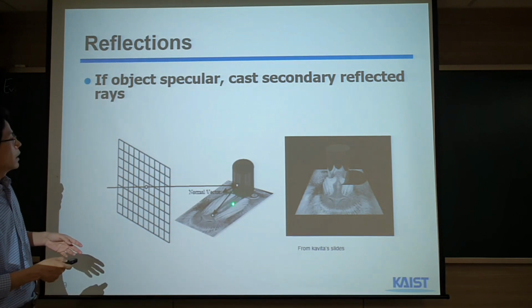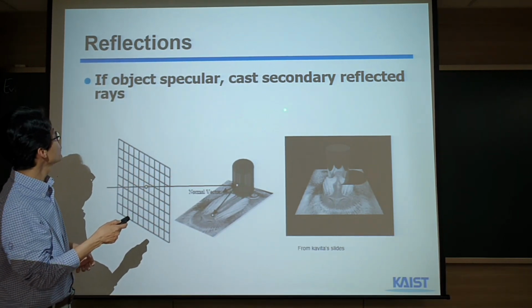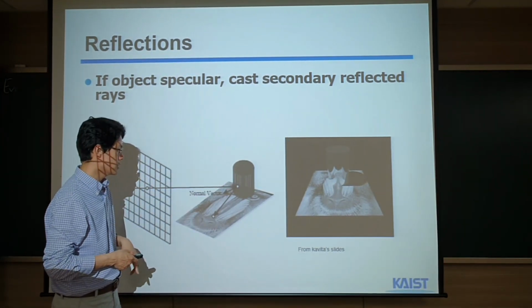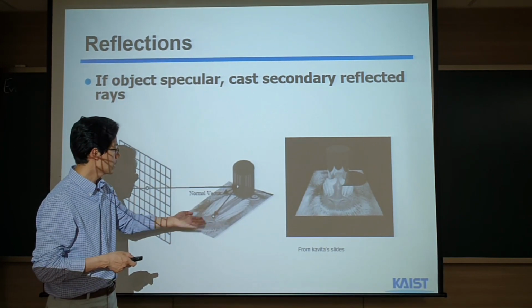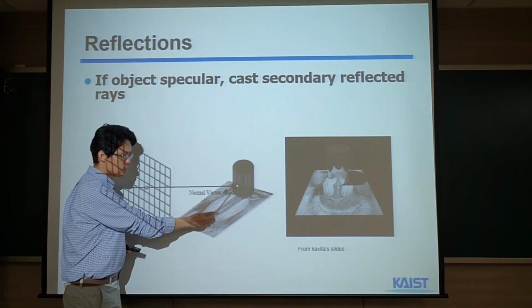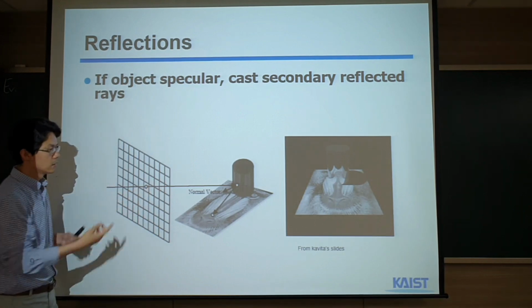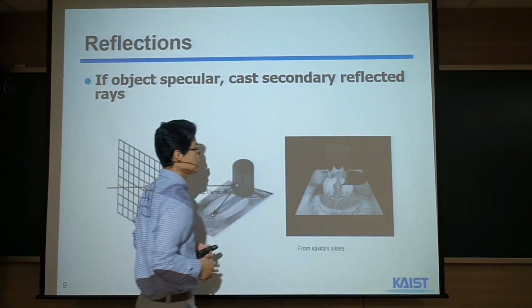In the case of a specular object, we cast a secondary reflection ray from the hit point in that direction. Then here we get an intersection, right? We also evaluate the ambient and diffuse terms here. We get the color, and then we transfer the color to that pixel. That way we can see this scene on the surface of this metallic object.